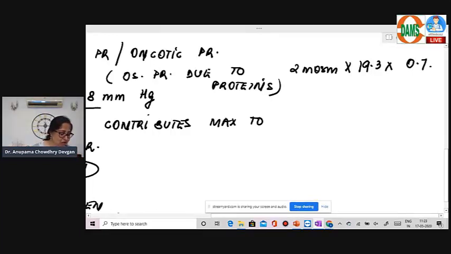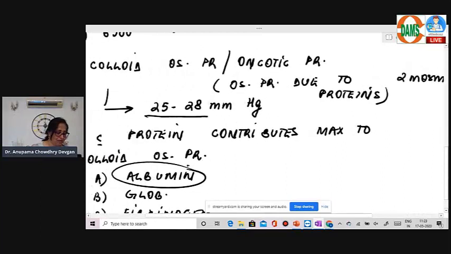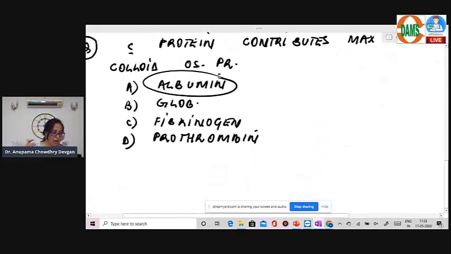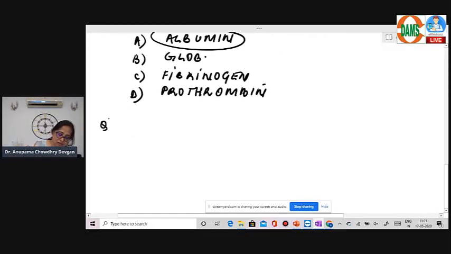Have you understood, Pranisha? Safia, Pranisha, have you all understood this? Osmotic coefficient you did not take into consideration. For proteins, osmotic coefficient is 0.7. Some books have said 0.8 as well. Okay? So now, next important point, which protein contributes maximum to colloid osmotic pressure? The answer is albumin. Albumin contributes the maximum. So my next question is, why does albumin contribute the maximum?